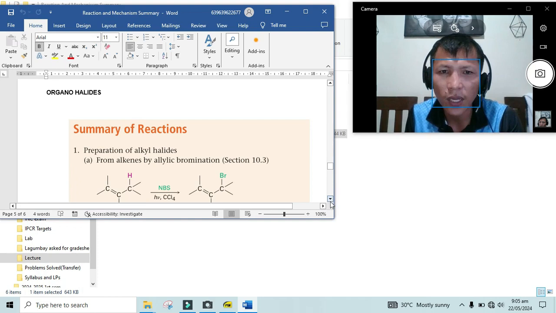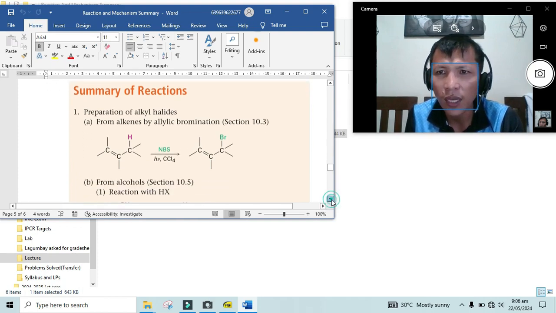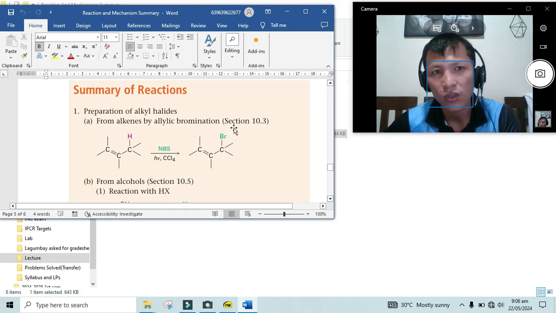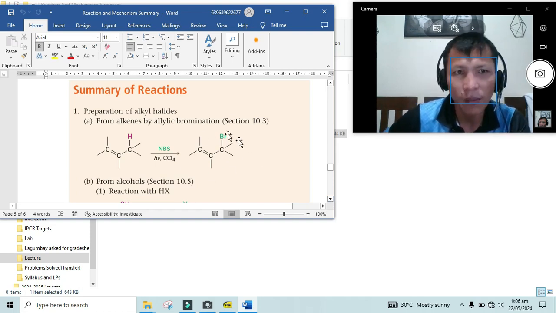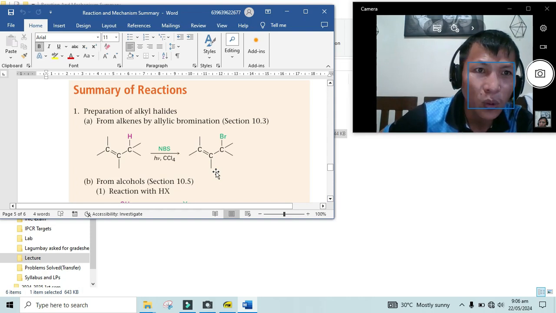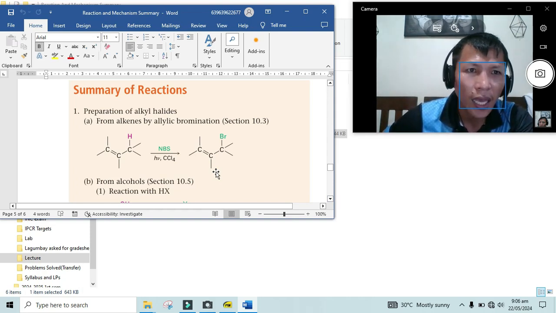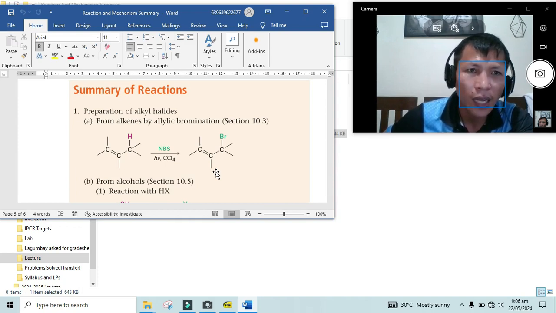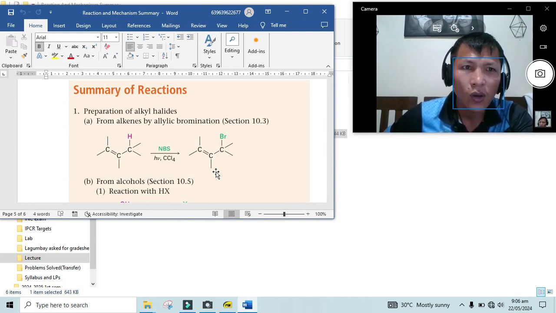So the first one is the preparation of alkyl halides. Meaning, how do you make your alkyl halides? So that's a reaction, how to make them. So we have to look at both preparation and how they are being synthesized, or the reaction. From an organic halide, what reaction is involved, and what is used to make this organic halide. Okay, so that is preparation.